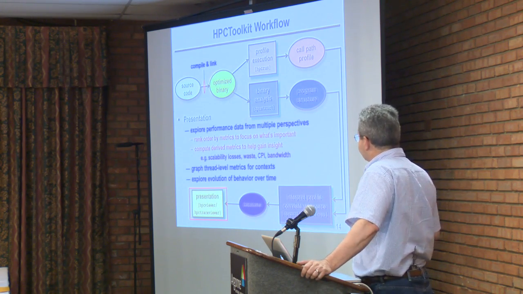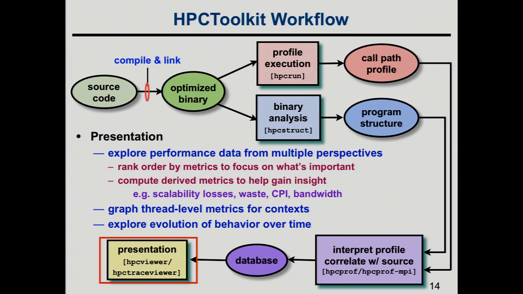And then finally, we have HPCViewer and HPCTraceViewer. These are graphical user interfaces that enable you to explore the performance data from multiple perspectives. They allow you to rank order metrics to focus on what's important, to compute derived metrics to help gain some insight into the applications. And you can use them to look at scalability losses or waste or cycles per instruction or even memory bandwidth.